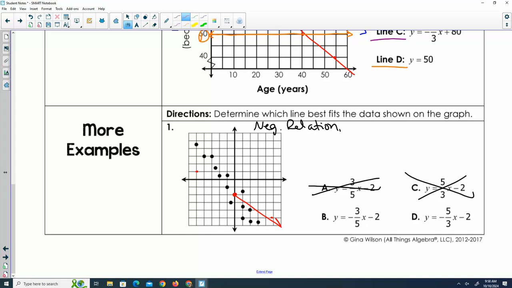Is that one a good line for my data? Not really. I mean, it kind of goes, you have some points above and below, but it's a lot flatter than the points are.